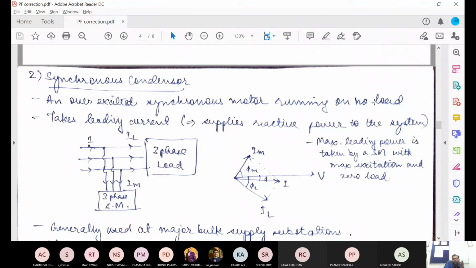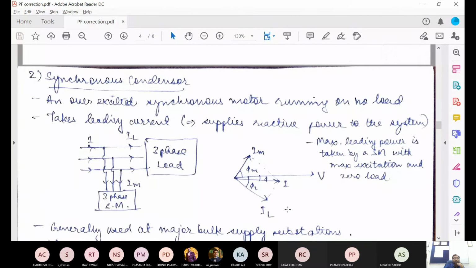We are operating this at no load because we don't want to draw any work output from this synchronous motor. We are just using it as a capacitor. That's why the name synchronous condenser. Condenser is another name for capacitor. So the idea is that we want to operate it at maximum excitation.